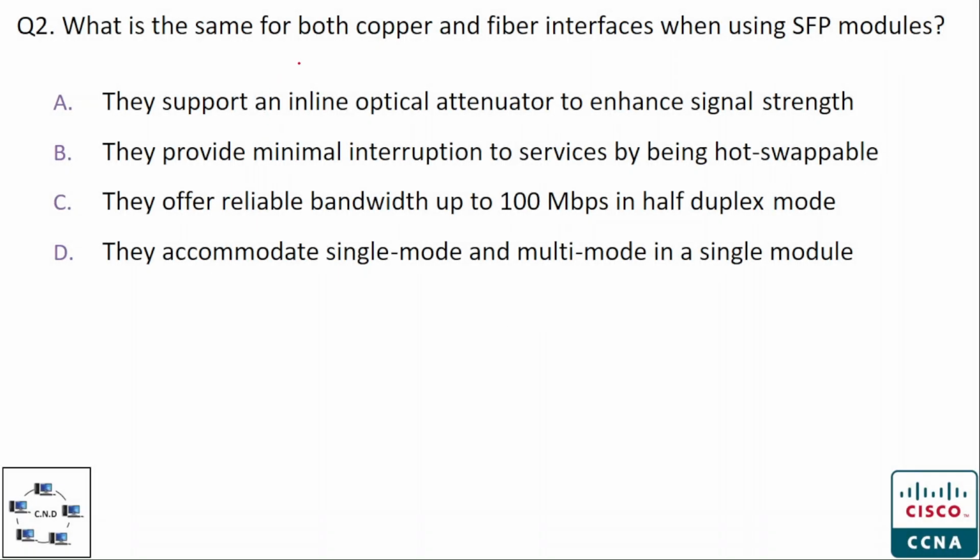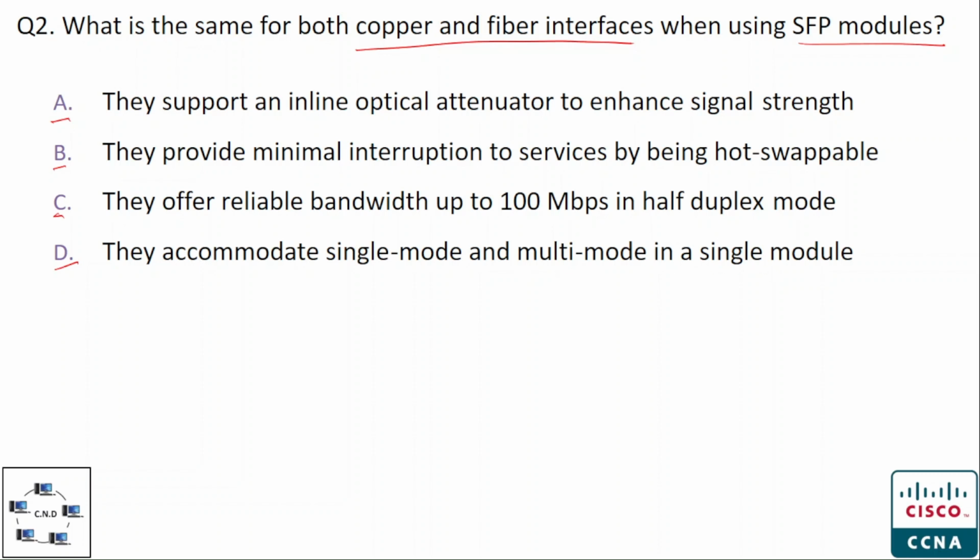Question number 2. What is the same for both copper and fiber interfaces when using SFP modules? And the options are: option A, they support an inline optical attenuator to enhance signal strength. Option B, they provide minimal interruption to services by being hot swappable. Option C, they offer reliable bandwidth up to 100 Mbps in half duplex mode. And option D, they accommodate single mode and multi-mode in a single module.